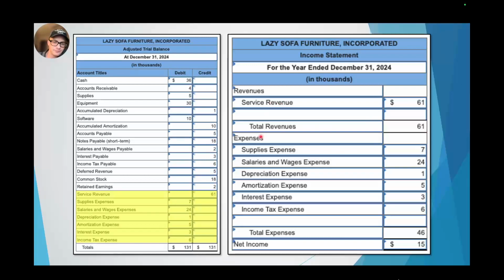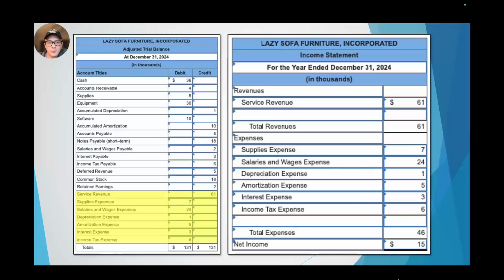In this case, it's the same number since they only have one account. Same thing here, main header. For our expenses, they have multiple accounts for expenses. All companies do, unfortunately. Those will flow through the same. Supplies expense 7, salaries and wages 24, 1536, 1536.